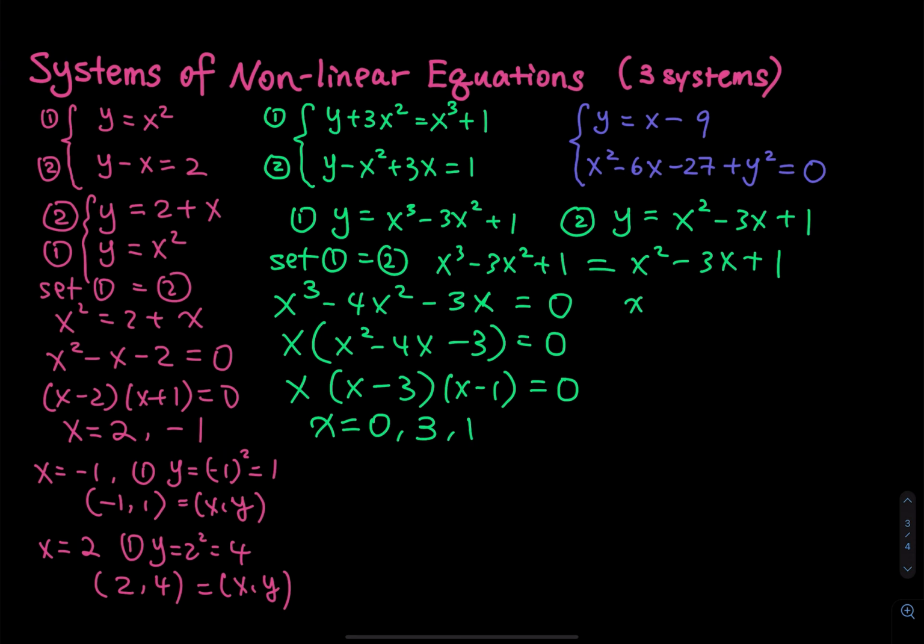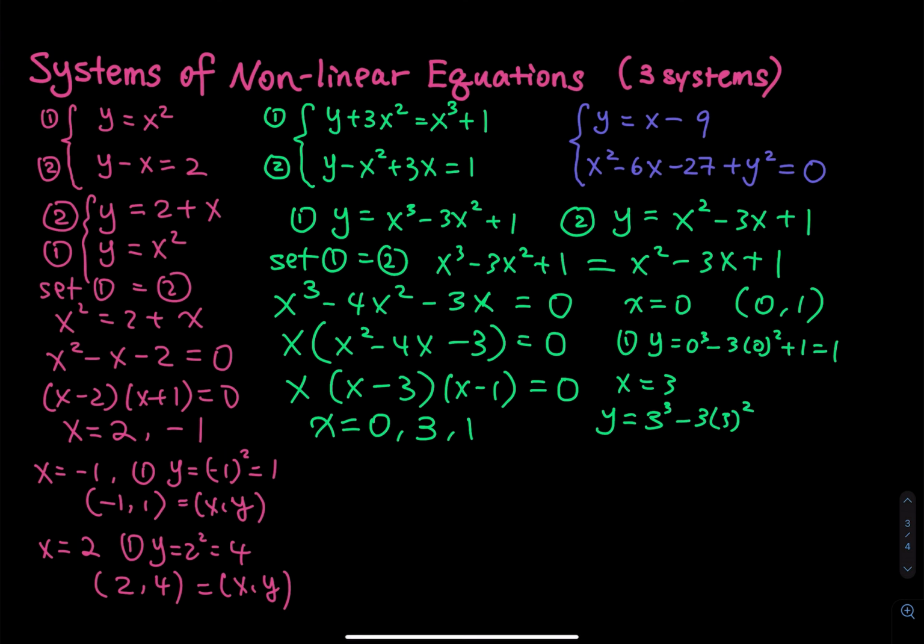So when x is equal to 0, what do we have? Let's use the first equation. So the first equation, we have y equals 0 to the third minus 3 times 0 squared plus 1. So we have a 1. When x is equal to 0, y is equal to 1. And then when x is equal to 3, we have y equals 3 to the third power minus 3 times 3 squared.